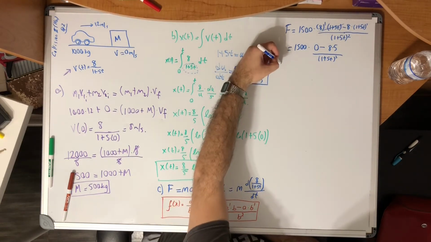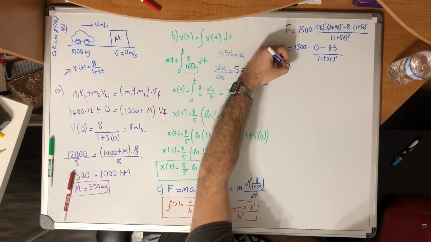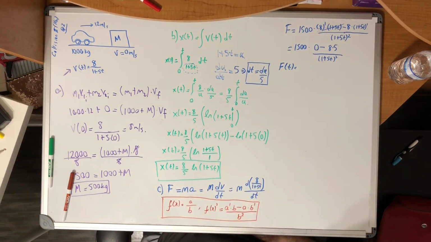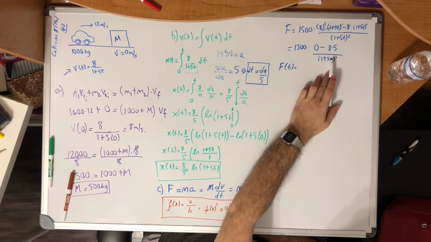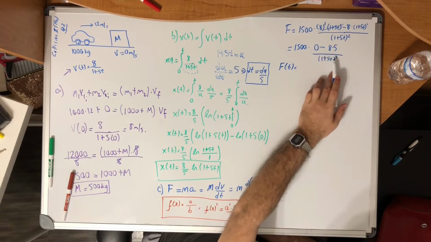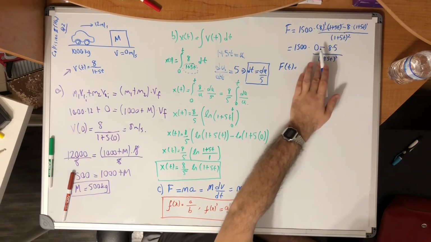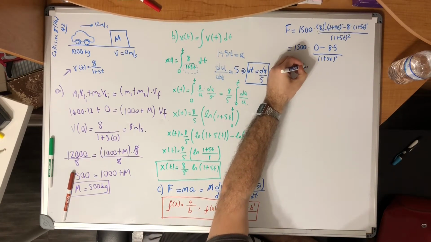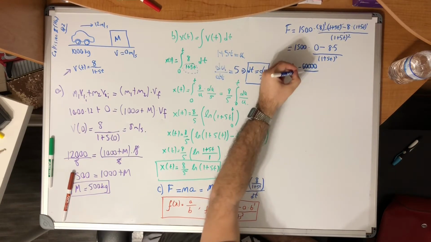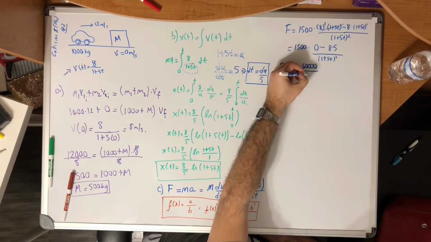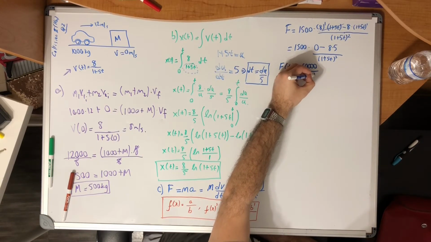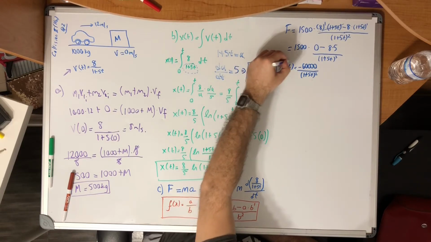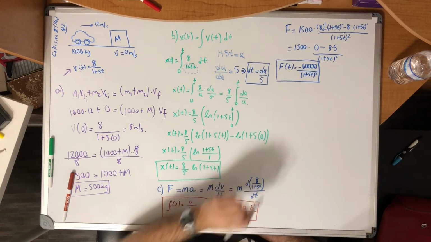Then, my force as a function of time will become what? So 0 minus 8 times 5. 8 times 5 is 40. So that's 0 minus 40. So the top part will become negative 40. And negative 40 times 1,500 is going to be negative 60,000. I think I got it right. Divided by (1 plus 5t) squared. So this is my force as a function of time.